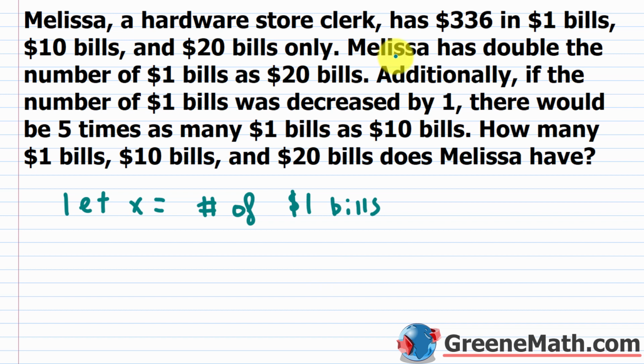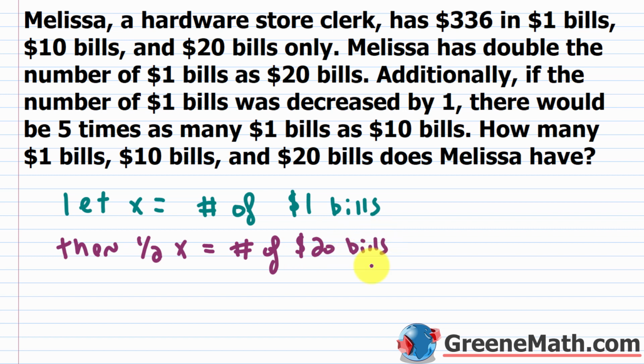So coming back through here, Melissa has double the number of $1 bills as $20 bills. Just reversing that, she has half the number of $20 bills as $1 bills. And since x represents the number of $1 bills, 1/2 x would represent the number of $20 bills. So I'll put then 1/2 x is equal to the number of, in this case, $20 bills. Coming back through, we now need the $10 bills.